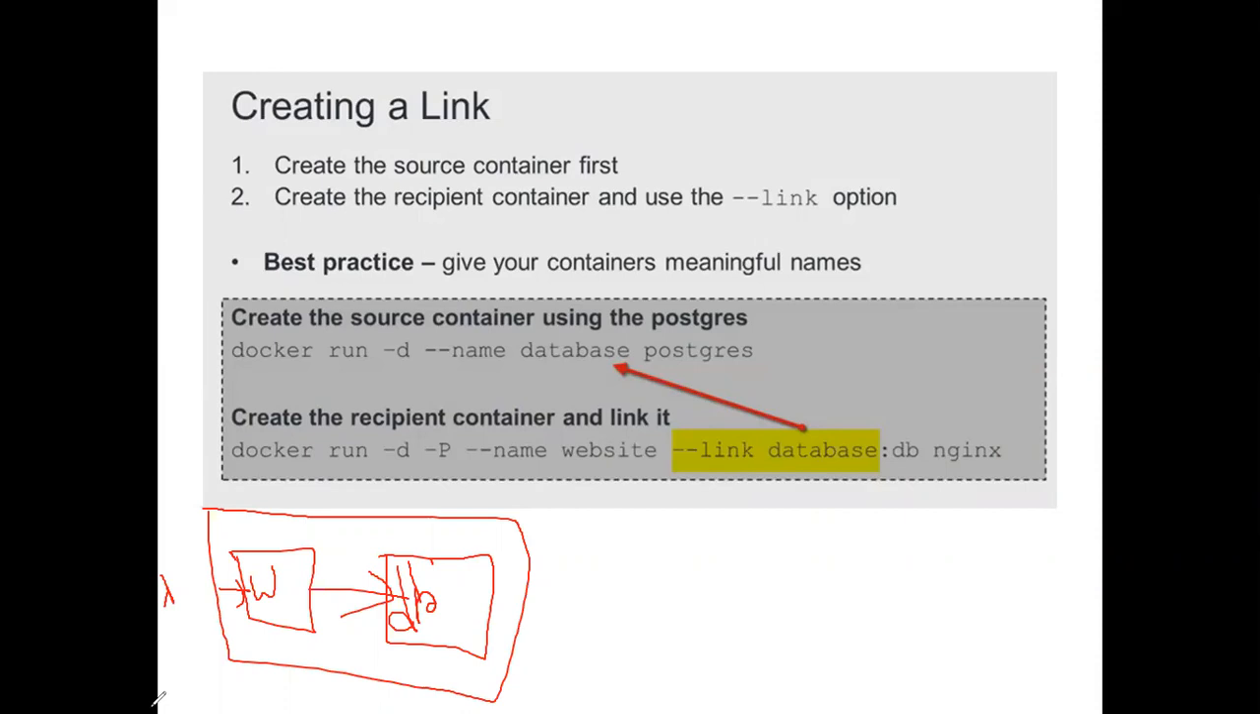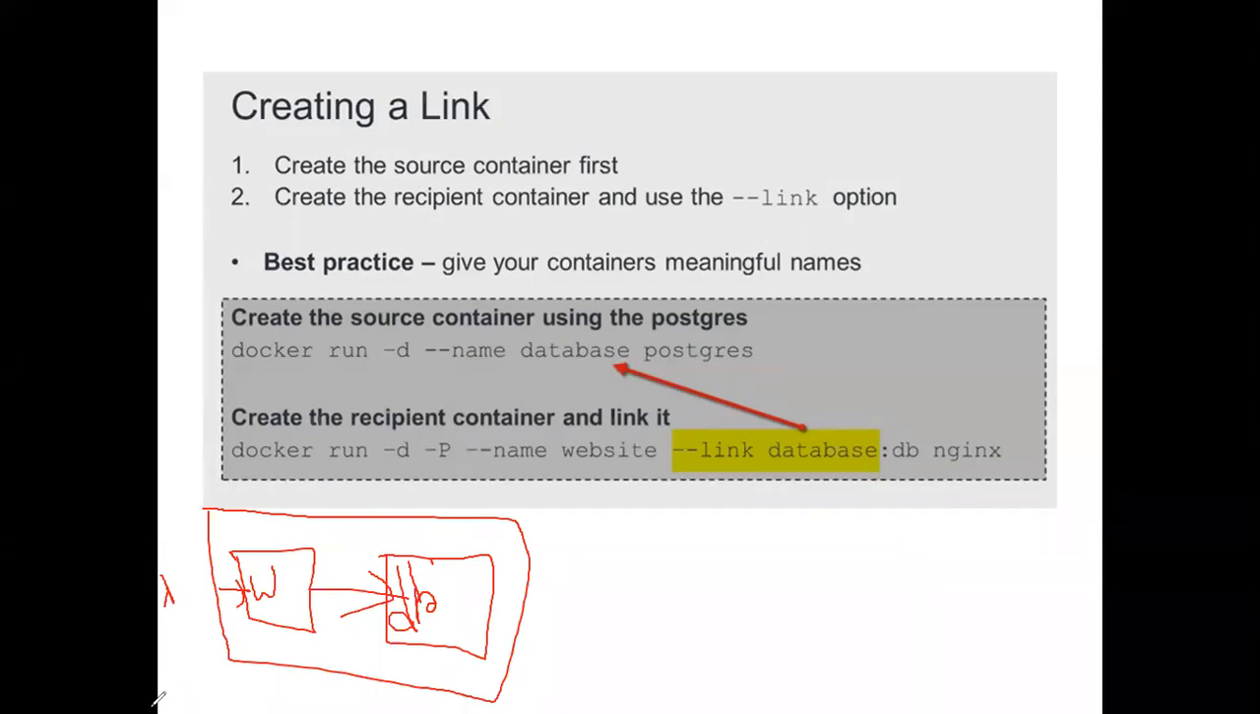So what are the steps we have here? First, create the source container and then create the recipient container. Use the link option to connect to the first container. Of course, the first container has to be there, otherwise you will not be able to connect to it. So give your container a meaningful name. By the way, you can use your own name also. docker run -d --name and so on. So in this case, database and then postgres.